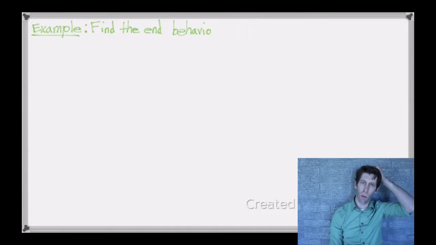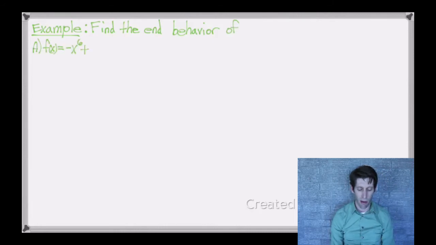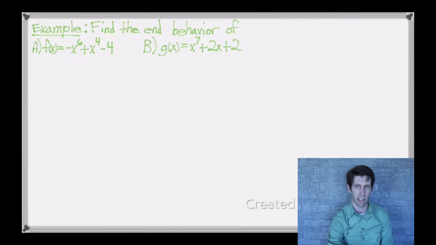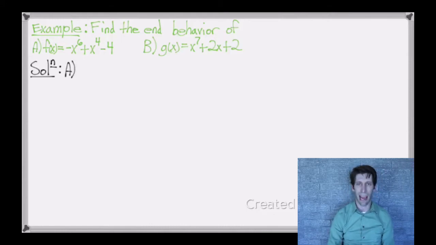In this example, we want to find the end behavior of two different functions. In part A, negative x to the 6th plus x to the 4th minus 4. And in part B, x to the 7th plus 2x plus 2. So we'll go ahead and do part A together, and then you can work on part B, and then you can come back and we'll take a look at the solution.